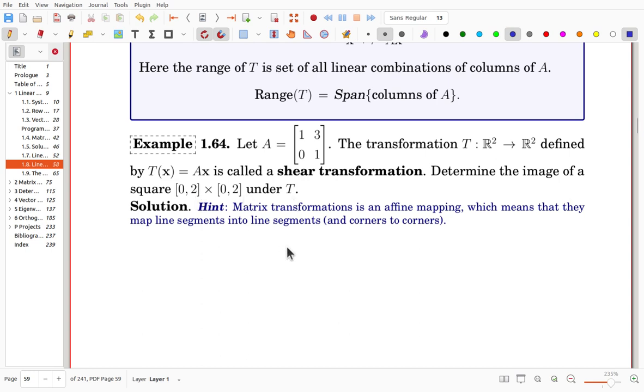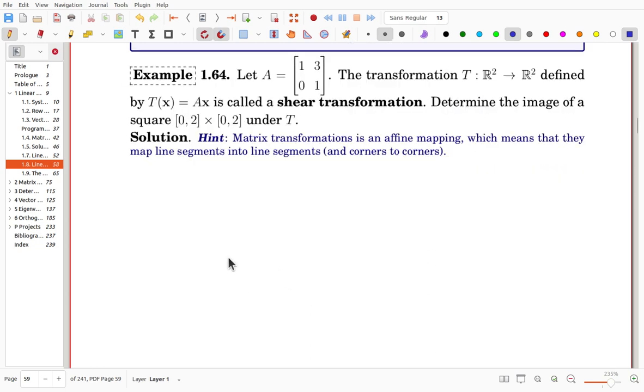Okay. The matrix transformation is a linear transformation. In fact, it's an affine mapping. This means that they map line segments to line segments and corners to corners. So here, when we try to decide the image of some region under T, then we may try to check only the images of corners, and then we can figure it out.